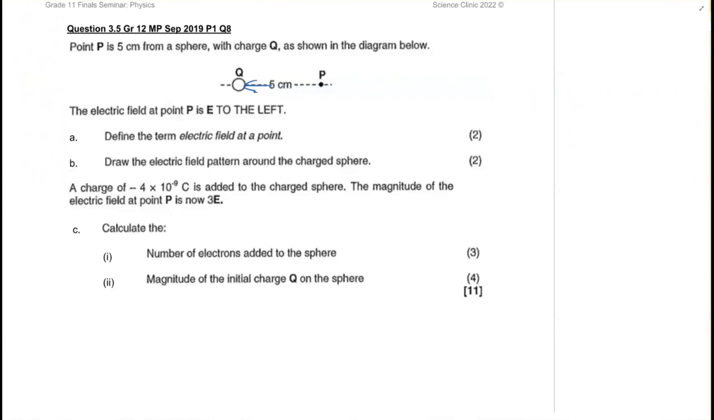So if at point P it is to the left, it means that this is a negative charge. The field is coming inwards and the field pattern is going to be something like that. Oh, these lines are not perpendicular to the surface and they're not spaced out nicely. Okay, but that's your field pattern. So you're looking at the inwards field. It's coming inwards.